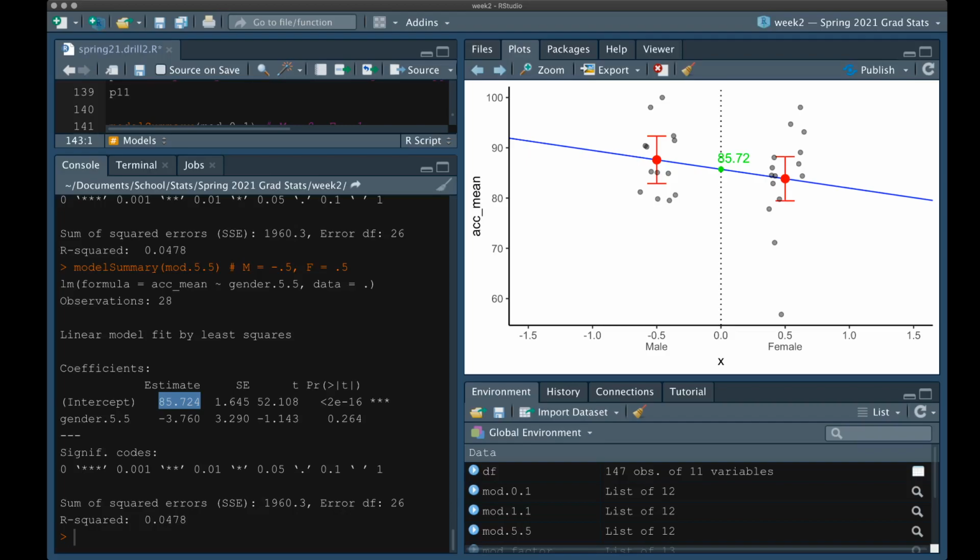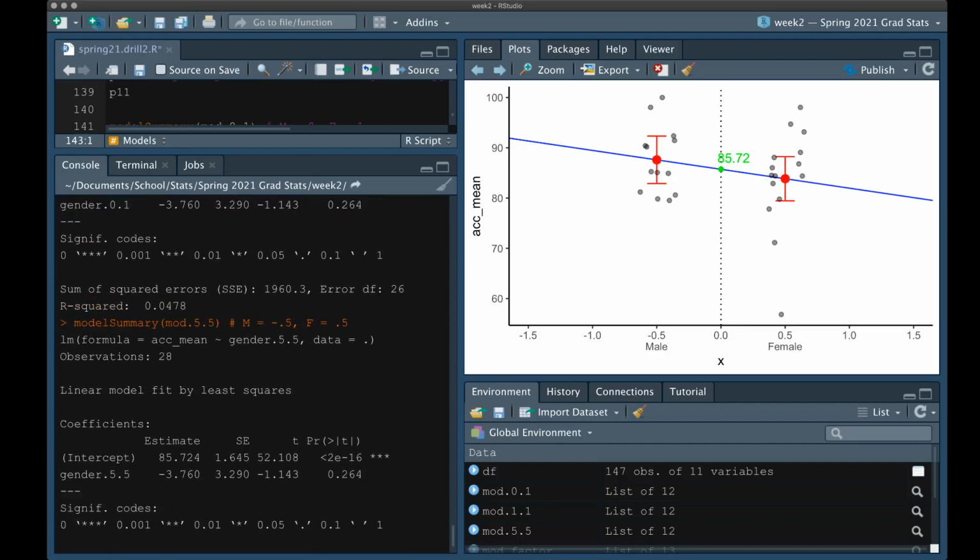So what does that mean interpretively? That means that 85.72 is actually the mean of group means. So if you take this red dot here and this red dot here and take the mean of those two values, that mean will be 85.72. So when you're coded as negative half and positive half instead of 0 and 1, your intercept is the mean of group means instead of the mean of whichever group is coded 0.